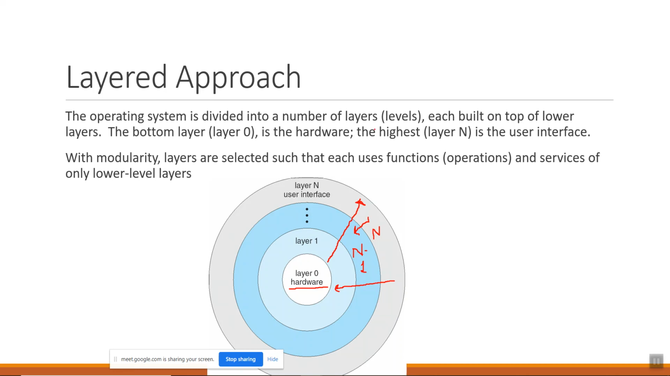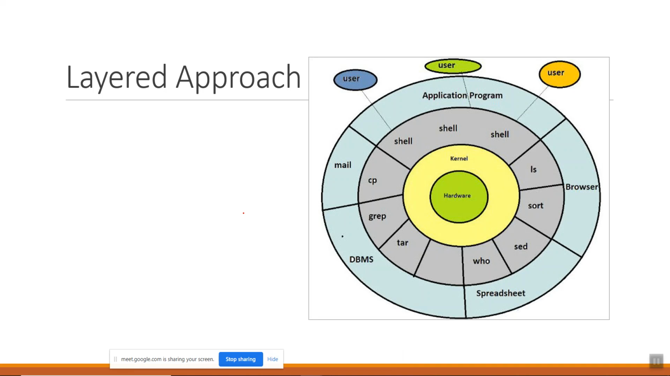That is given in all these points. The top layer is n, and we move down to layer number 0, which is the hardware level. So what does it exactly mean? In this slide you are going to see the actual layered approach of an operating system. For example, we take the Unix operating system. Here the hardware is present, and on top of that the kernel is present.